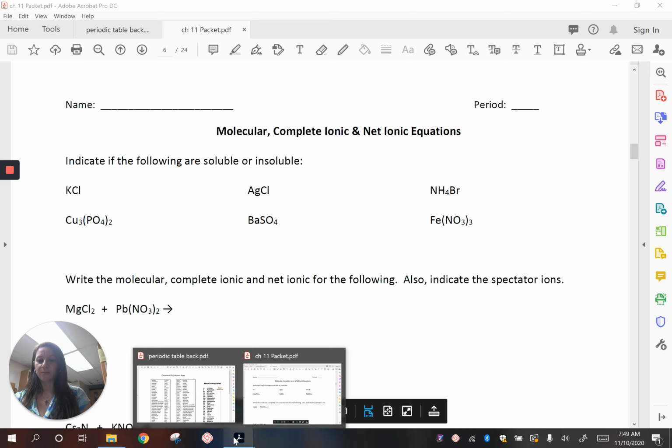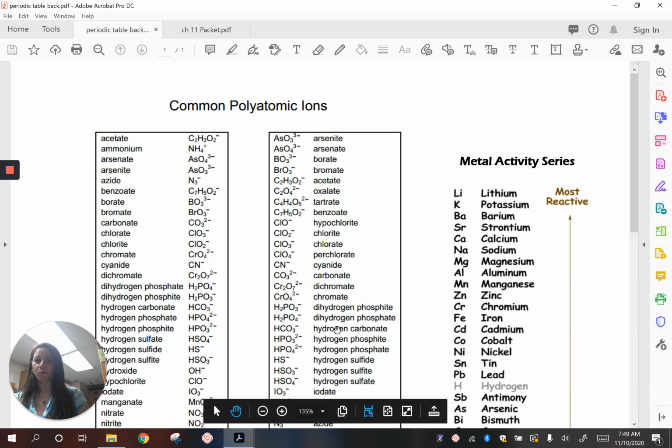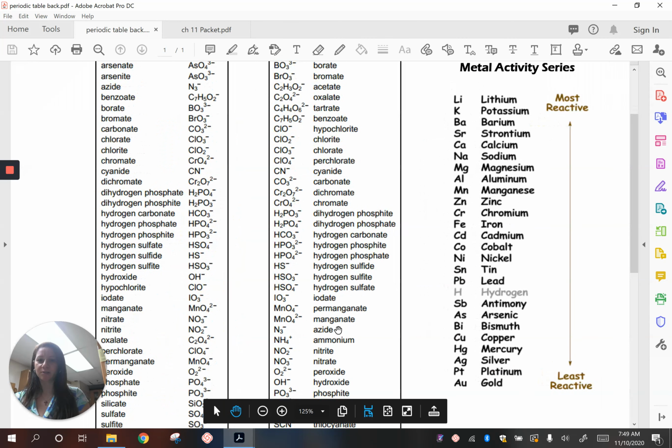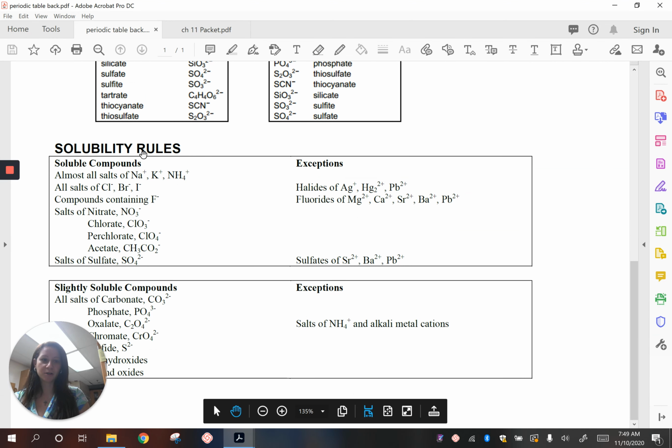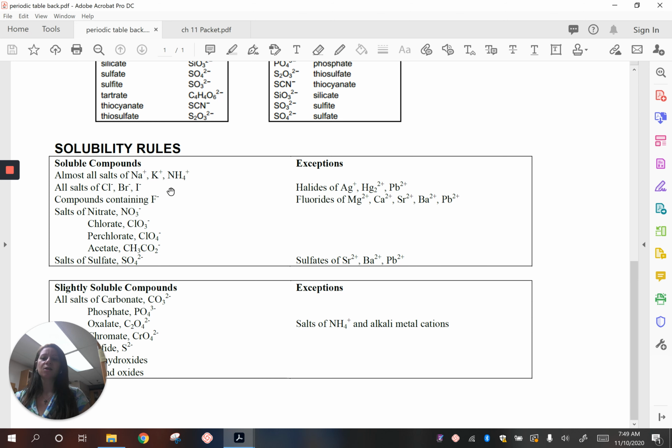If you look at the back of your periodic table, where you have your polyatomic ions and your activity series, if you look at the bottom here, you will see the solubility rules, and it's divided into two boxes. The first box shows you things that are soluble, and it also shows some exceptions. For example, any salts that have sodium, potassium, or ammonium are always soluble, no exceptions.